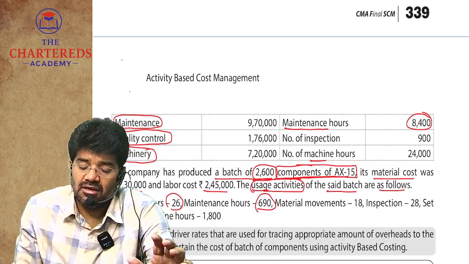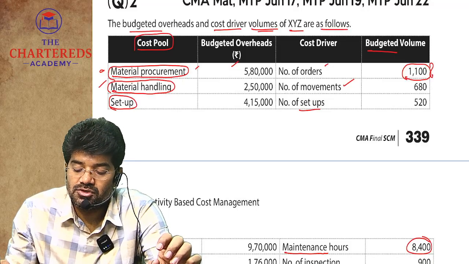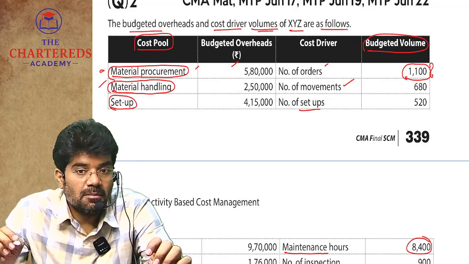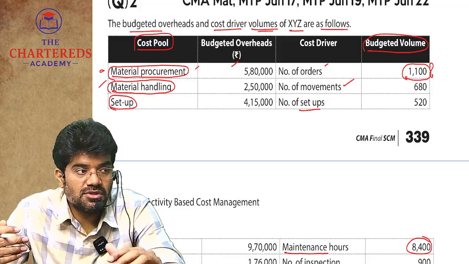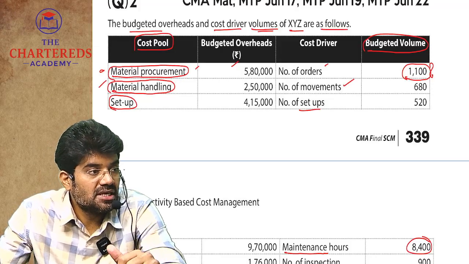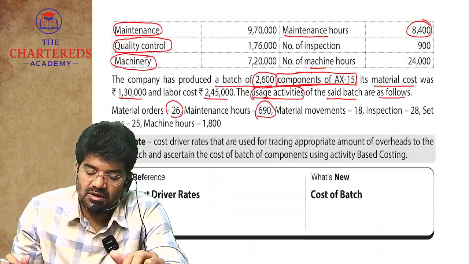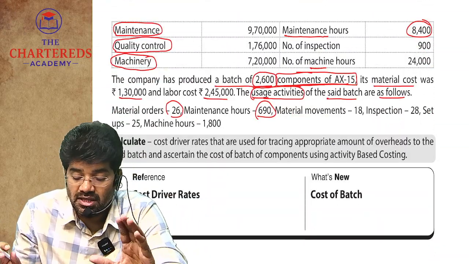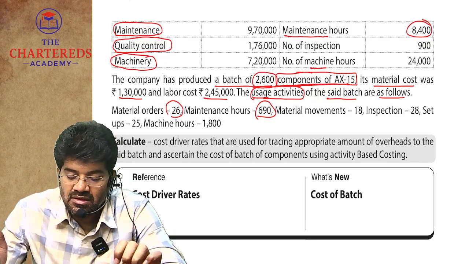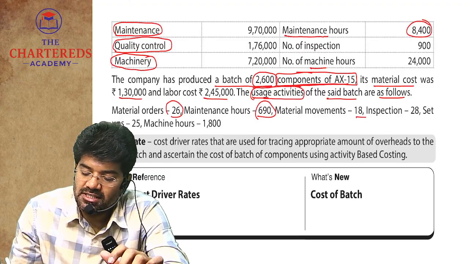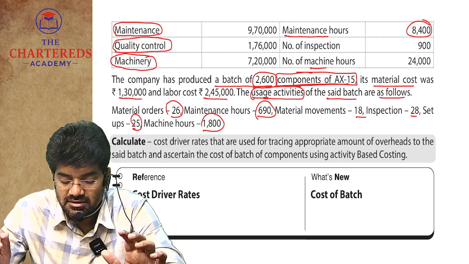See, tell me one more thing here, what are all these that are given here? These are budgeted volumes, no? These are budgeted volumes. It is not compulsory that the actual volumes always will be equal to what? Budgeted volume. There can be a variation or not. Yes. So here they have not given what is the total actual volumes. Only with respect to this product, what is actually consumed is given. So next, material movements 18, inspection 28, setup 25, machine hours 1800.